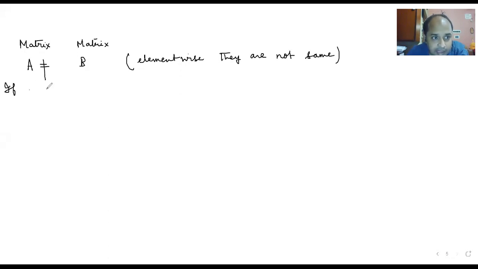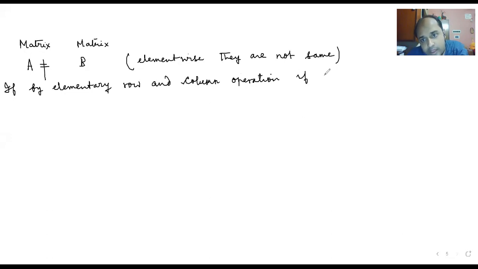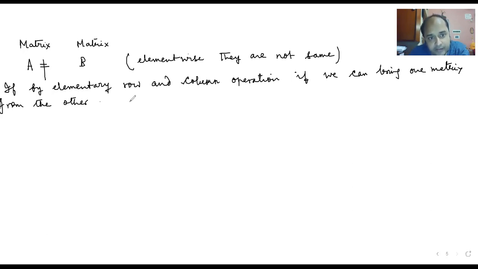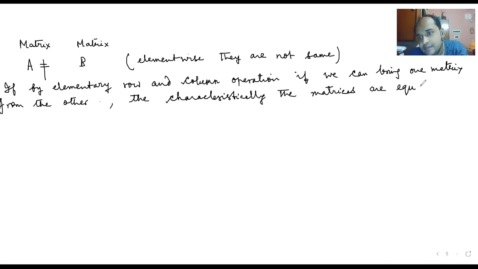If by elementary row and column operations we can bring one matrix from the other, then characteristically the matrices are equivalent. Very important result.